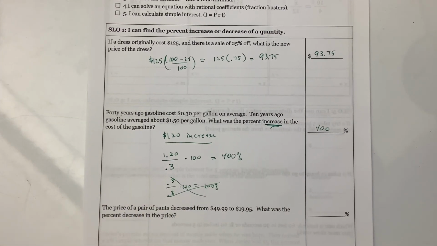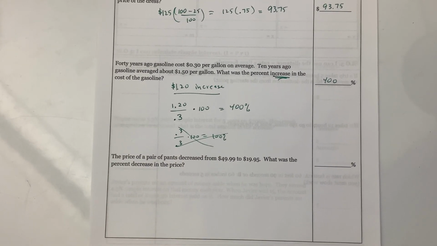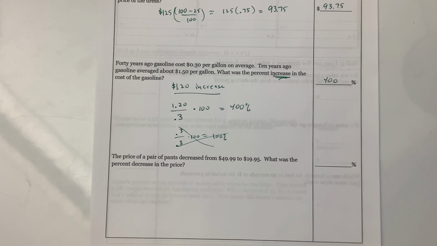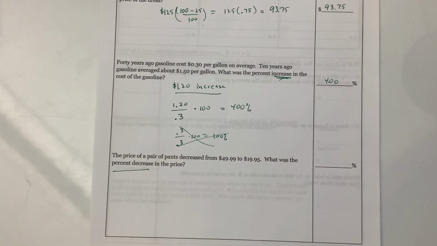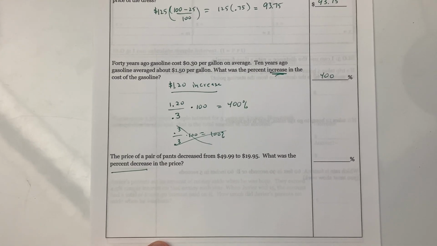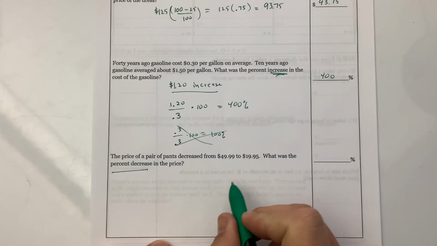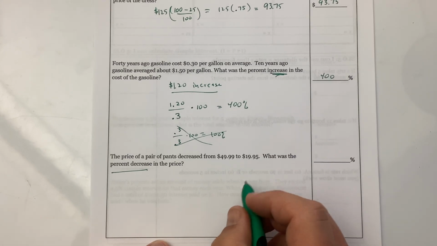All right, another good common sense question. The price of a pair of pants decreased from $49.99 to $19.95. What was the percent decrease in the price? Did it decrease by more than 50% or less than 50%? Follow-up question, did it decrease by more than 100% or less than 100%? Shockingly, a lot of us had a number that was bigger than 100%.